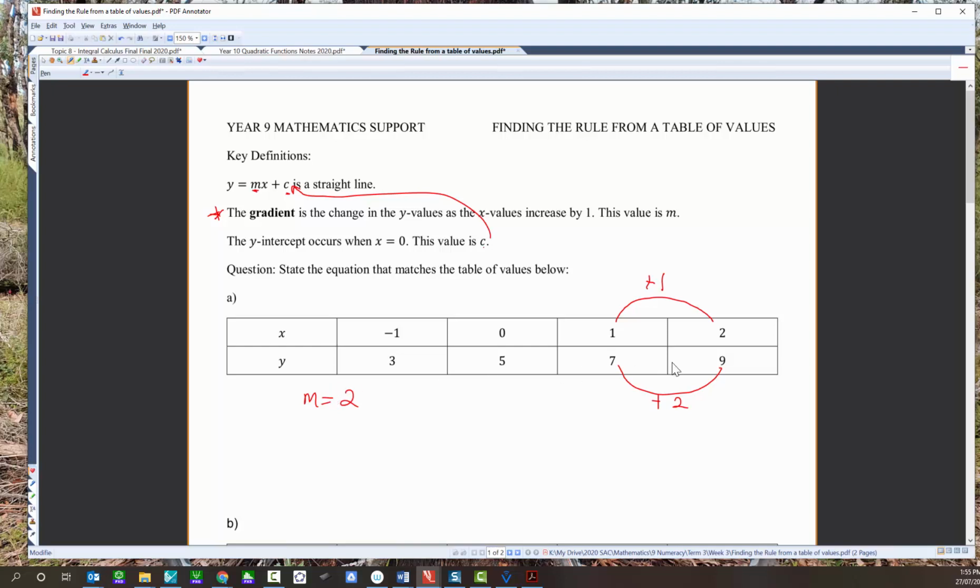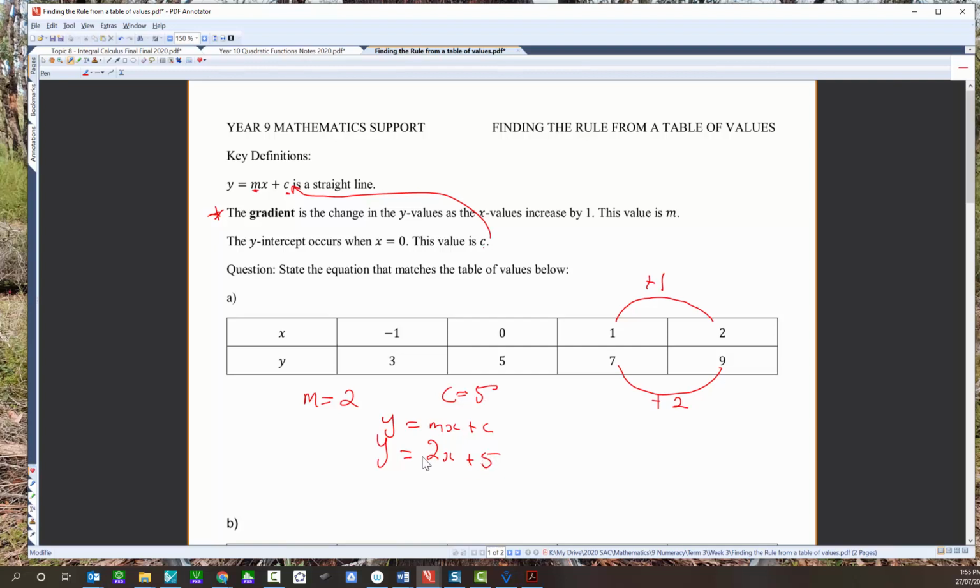It's very important to note that I've just found out the gradient. My y-intercept occurs when x is equal to 0. So you look across the x values and find what y is when x is equal to 0. When x is equal to 0, notice that y is 5, and that's the value of c. So c is equal to 5, and our equation is going to be y equals 2x plus 5, based on y equals mx plus c. m is 2, so that goes there, and c is 5.